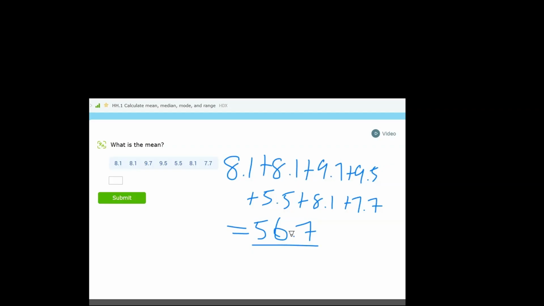I see we have 7 numbers. So we're left with 56.7 divided by 7, and that gives us 8.1. So our mean is 8.1.